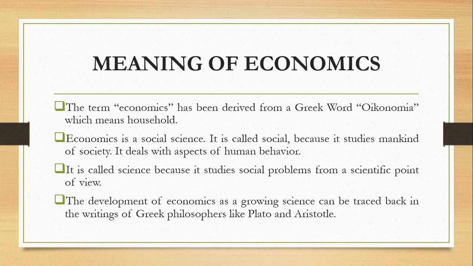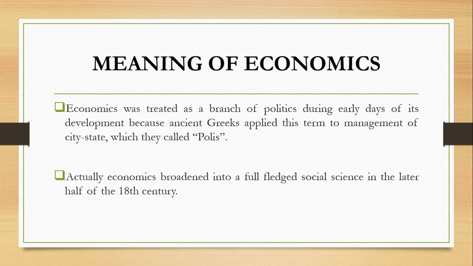The development of economics as a growing science can be traced back in the writings of the Greek philosophers like Plato and Aristotle. Economics was treated as a branch of politics during early days of its development because ancient Greeks applied this term to management of city-states, which they called polis. Actually, economics broadened into a fully fledged social science in the later half of the 18th century.